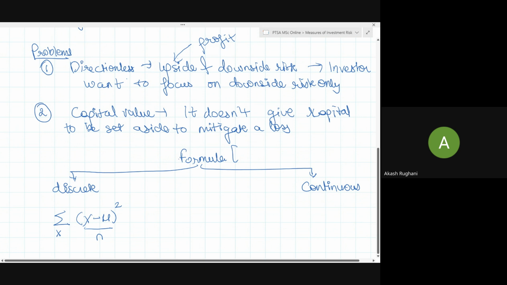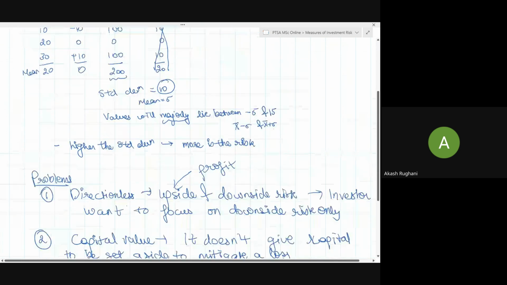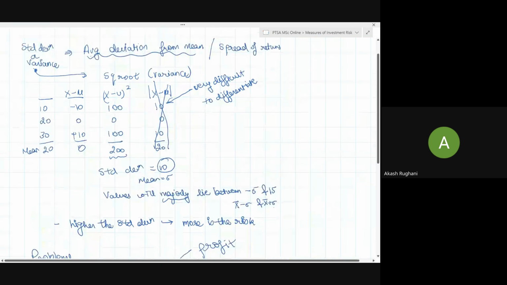I'll write the formula for the variance so we are comfortable. So variance of x is equal to this. And when it is continuous, it is integration over the full range. Same thing, x minus mu the whole square dx. Okay. Everyone comfortable? I'll just wait for 2 minutes if you want to copy. No need to copy this. This was just more thought process. Just give it 2 minutes, then we go on to the other measures.